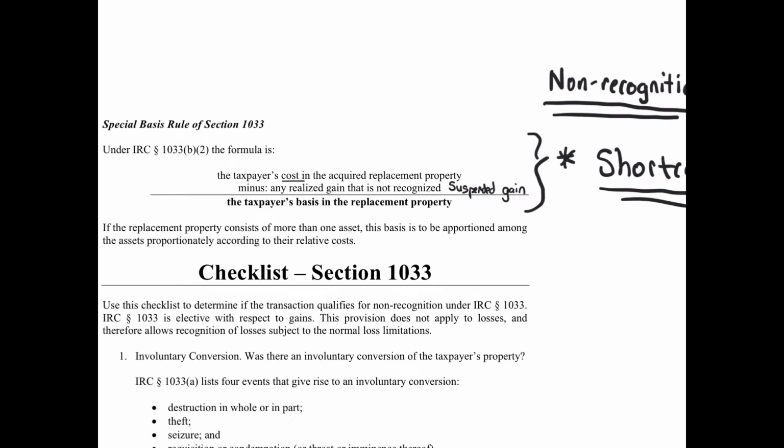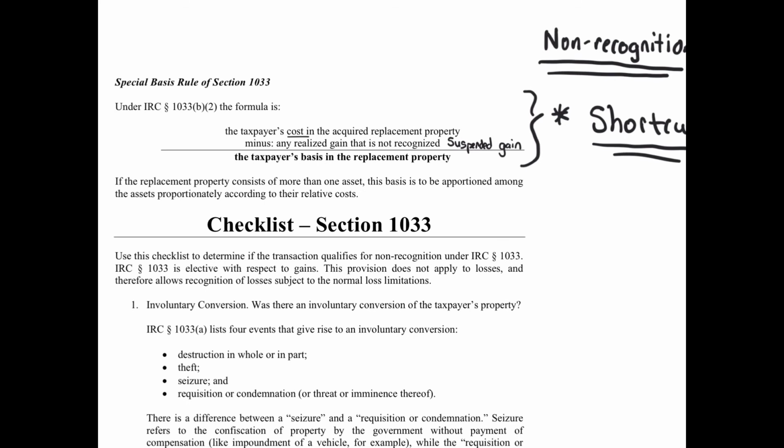Okay, so I want to talk about that. There's also a note here about allocating basis among pieces of property if you have more than one piece of similar in service or use property. Of course, like normal, we always use the relative cost, relative fair market value, just like in accounting. And we'll talk more about that when we talk about purchase, sale of a business and the class system of allocation.